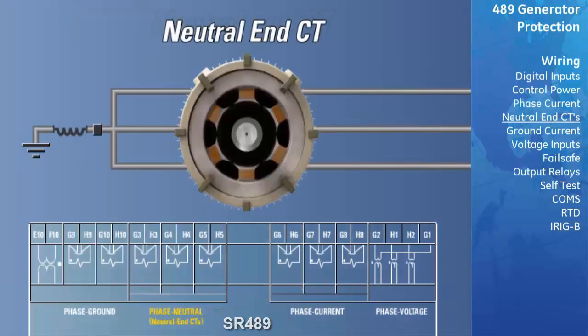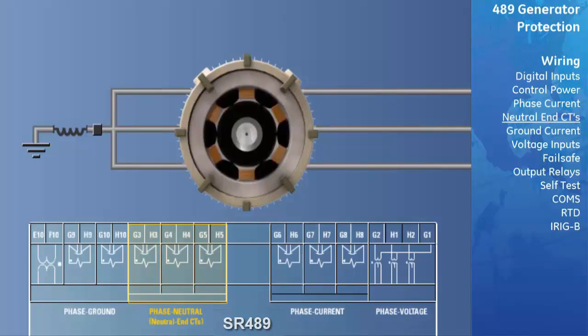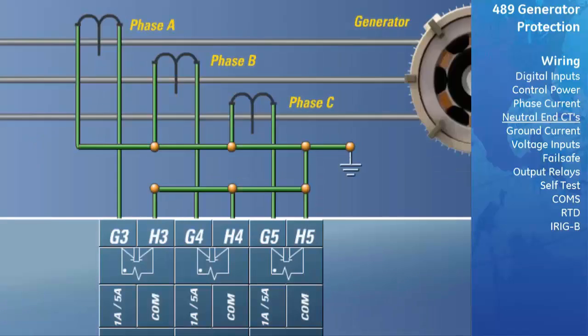In addition to the 3-phase current transformers, the 489 provides input for 3 additional CTs called the neutral end CTs. The primary purpose of these CTs is providing the current amplitude and phase angle measurements that will be used in conjunction with the phase CTs for differential protection. The neutral end CTs are wired in a similar fashion to the phase CTs, only on the neutral leads of the transformer. Because the phase angle of the metered current is critical to the phase differential protection, it is important that the neutral end CTs are wired with the correct polarity.